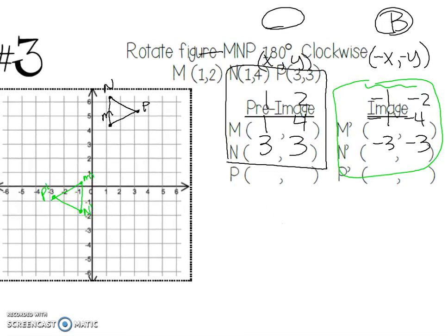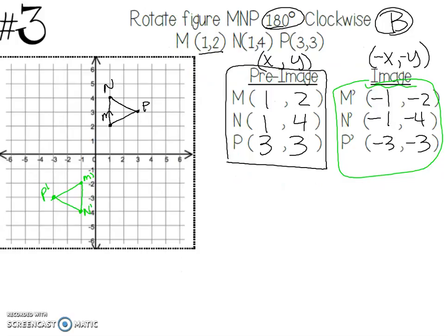Okay, so if you got number 3 correct, you got number 4 correct. Okay, so this is a spitting image.